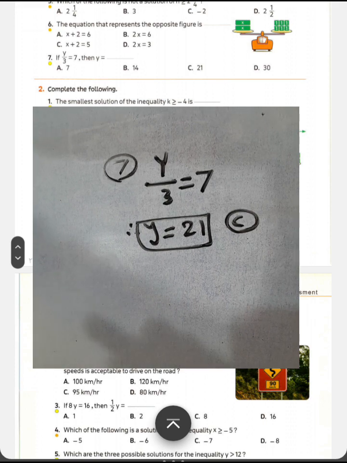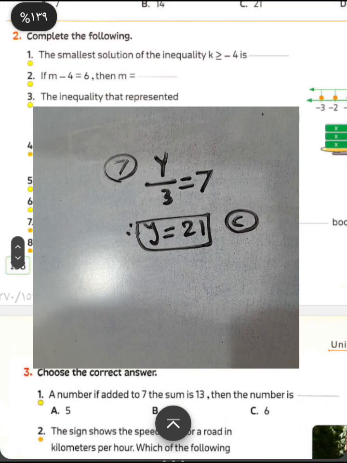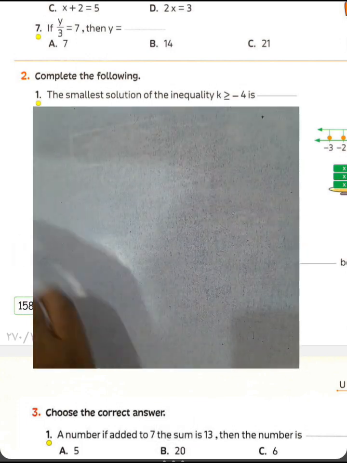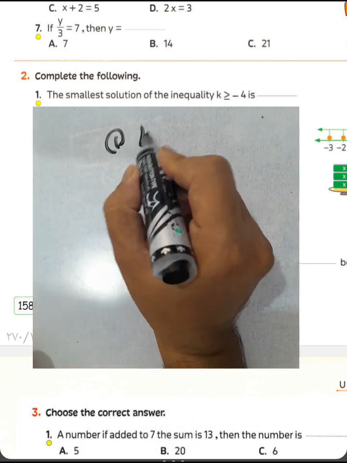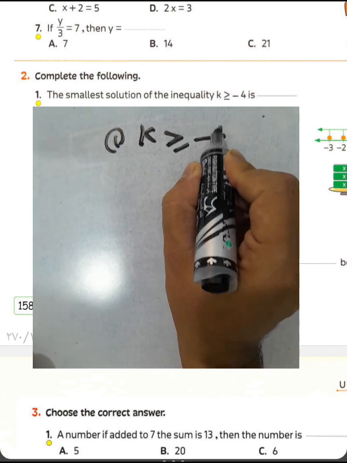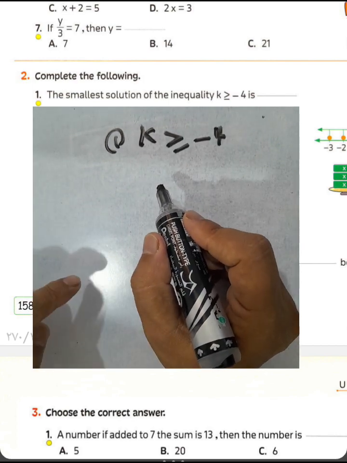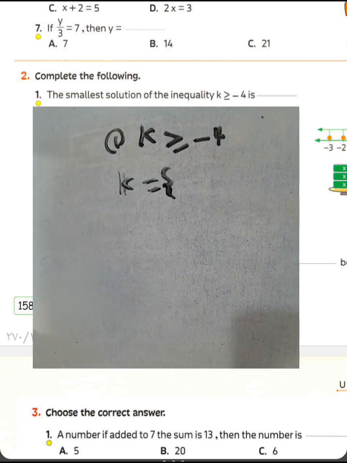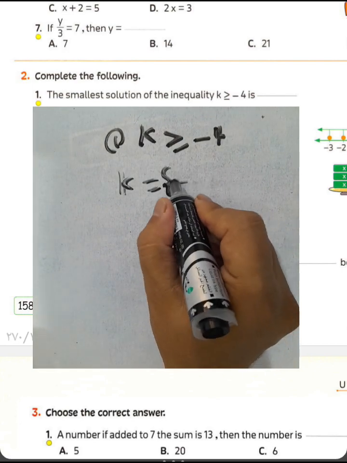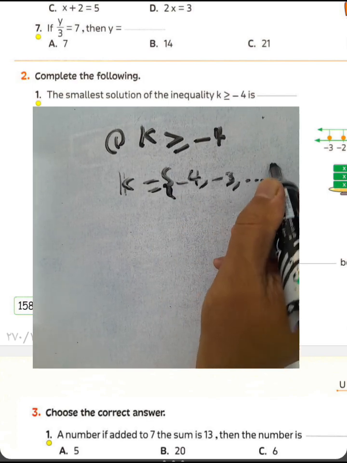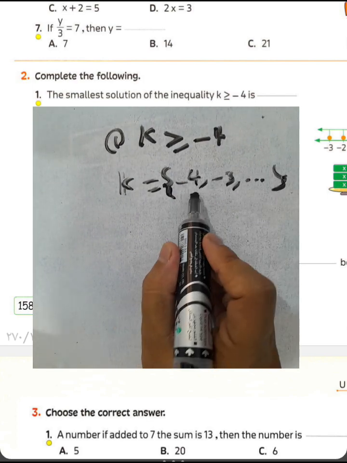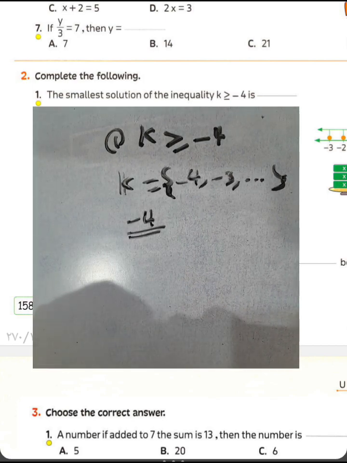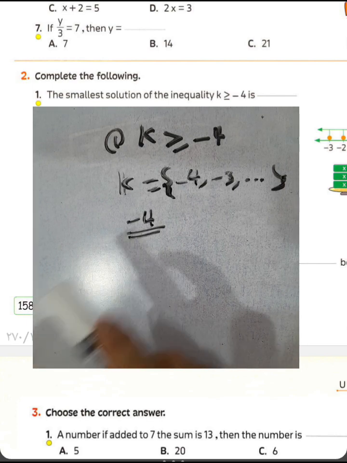Question number 2. Complete the following. Number 1. The smallest solution of the inequality k is greater than or equal to negative 4. The smallest solution here will be negative 4. You can write the solution using the set of integers: negative 4, negative 3, and so on. Then the result here will be negative 4. You want to find the smallest solution of the inequality, it will be negative 4.